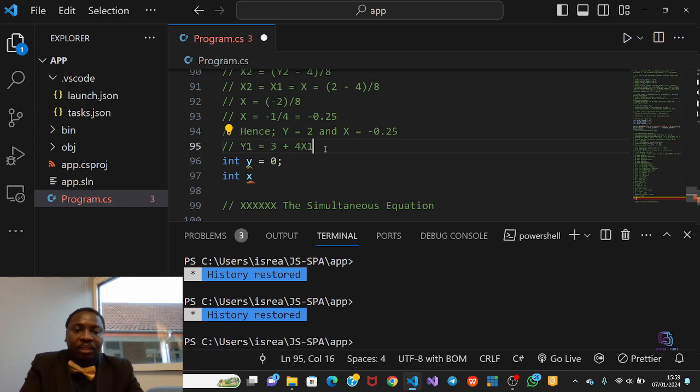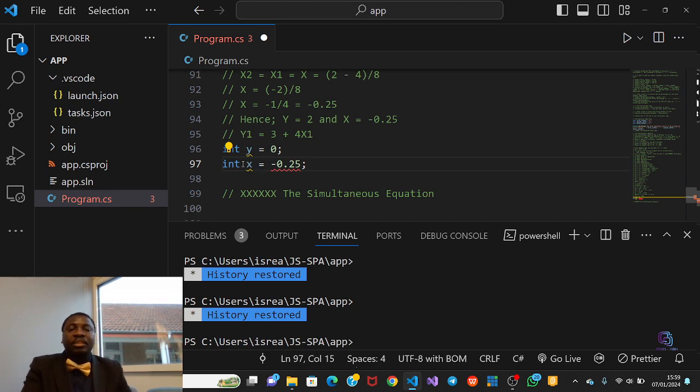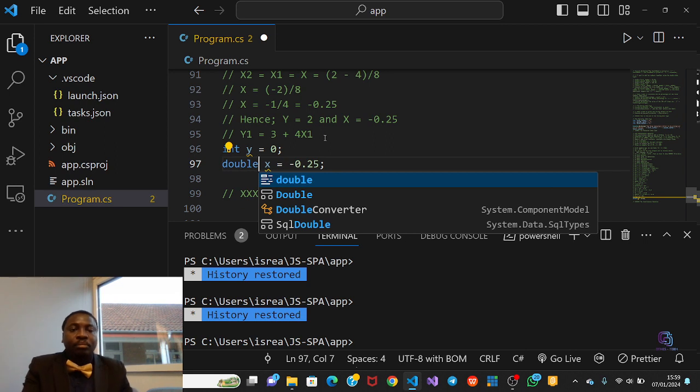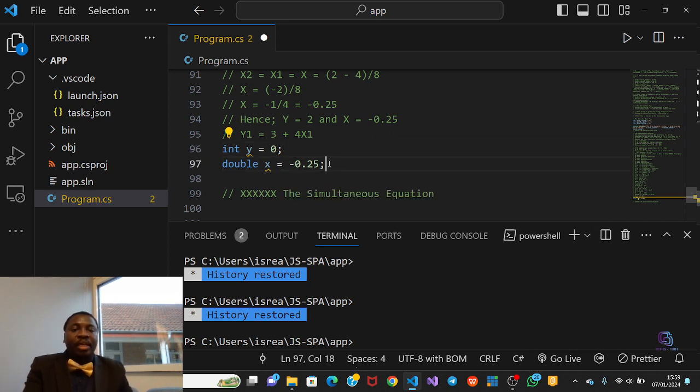So we want to get the value for x. So int x is equal to minus 0.25. Take note, from our training earlier, we said we can't use integer for decimal numbers, so we have to turn the integer to double. Now we want to get the value of y.